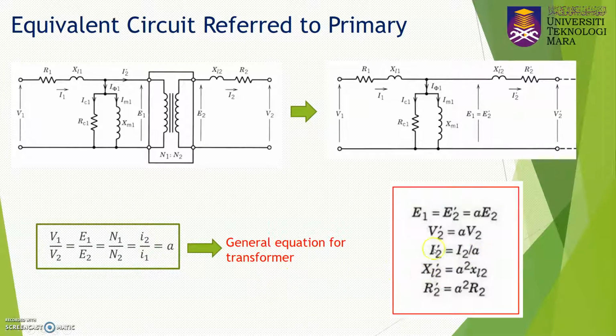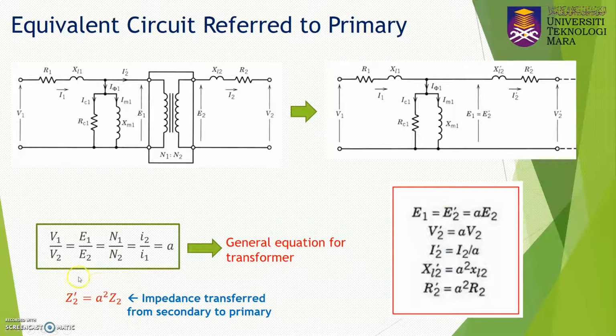Okay. So for the value of R2 prime and XL2 prime, we can refer to the equation of the impedance that is transferred from secondary to the primary. You know that Z2 prime is equal to A squared Z2. So if you want to find the value of R2 prime, it will be equal to A squared R2. And then XL2 prime will be equal to A squared multiplied with XL2. Alright, so this is how you convert from your ideal transformer circuit to the equivalent circuit that is referred to the primary side.